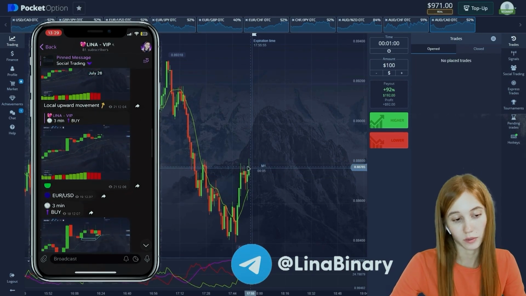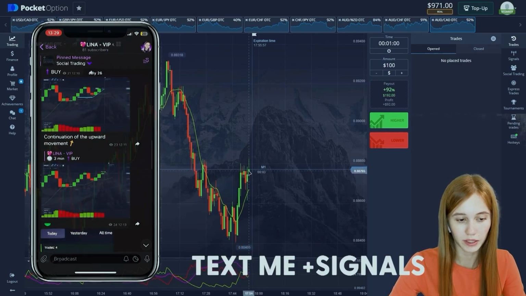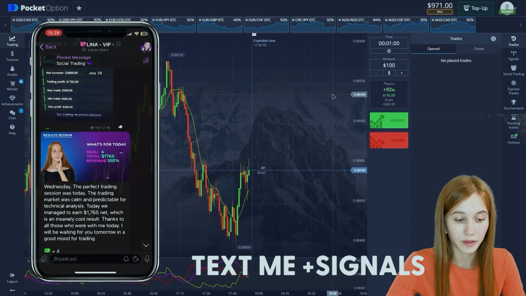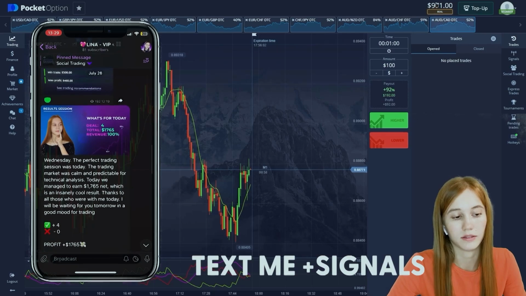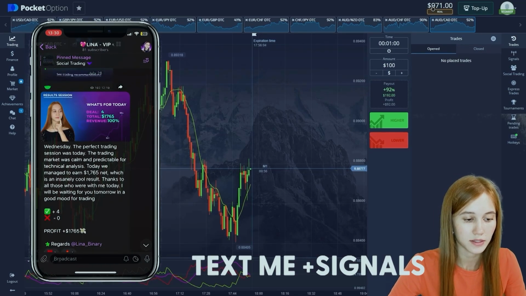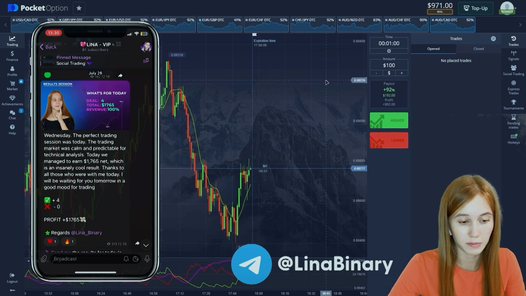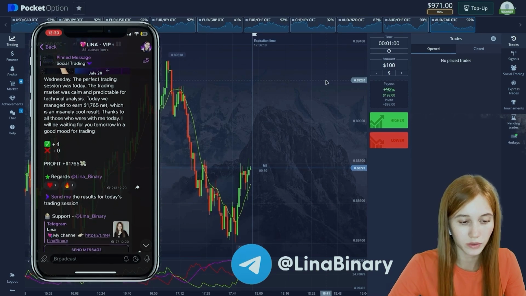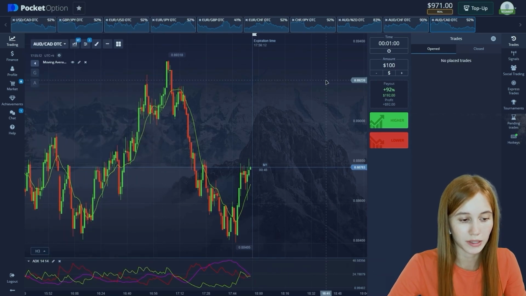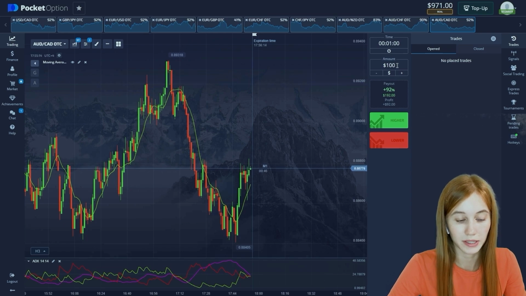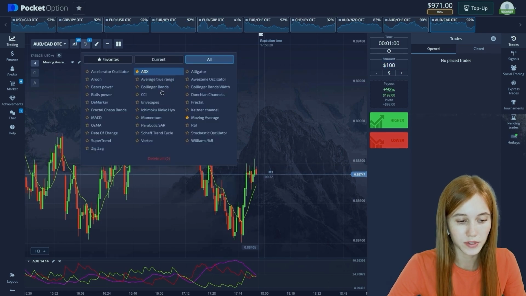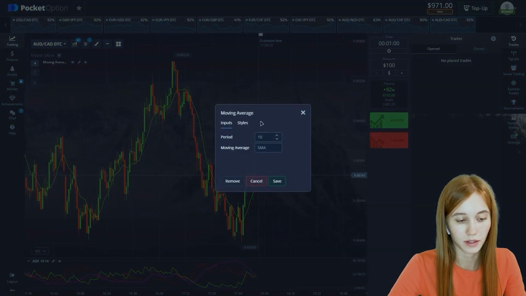So we have improved the balance. Well, the current balance is almost $1,000 and we started at $100. Let's go through the settings. The deal amount was $100. We traded on minute deals and there was a minute time frame. We used 2 indicators, ADX and moving average. Let me show you the settings.